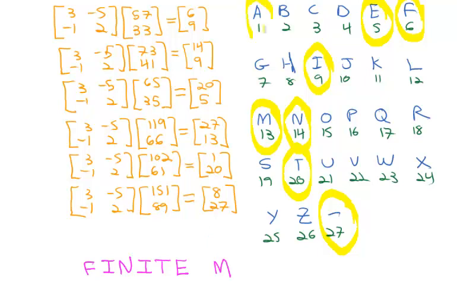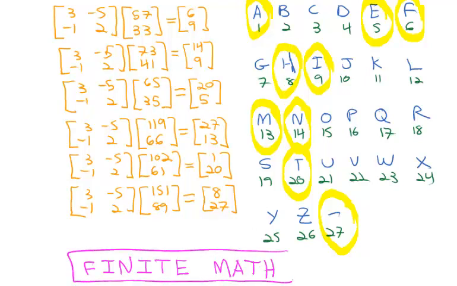1 is A. 20 is T again. And 8 is H, followed by a space that finishes us out, and we have decoded our code.